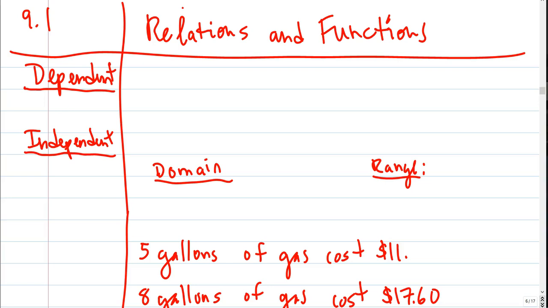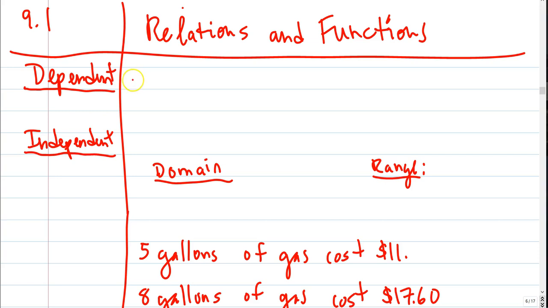So when we start with section 9.1, we're going to be introducing functions, and a lot of this should be things you've seen before, but there is a lot to this section, so let's go ahead and get into it. First, we need to talk about whether a variable is dependent or independent.